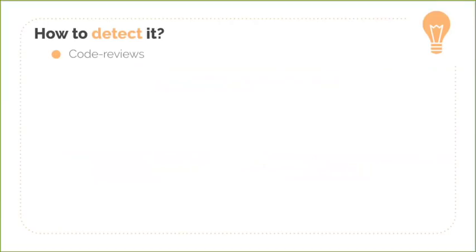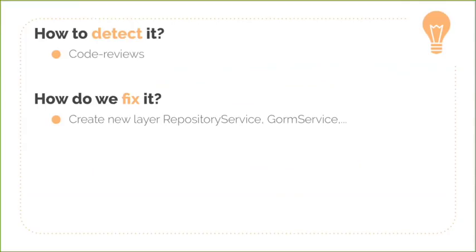So we can detect it with code reviews. You are going to see this a lot of times. So remember my second disclaimer. I don't have the magic recipe to write good code automatically. You need to put in your side. But you can fix it. You can create a new layer. You can call it repository service, GORM service, whatever you want.